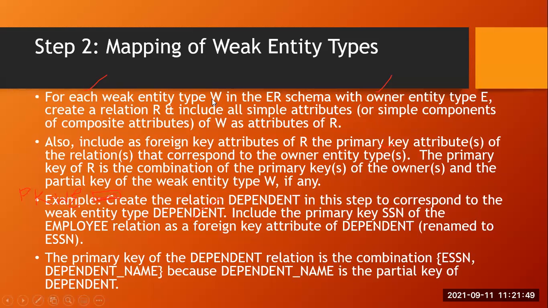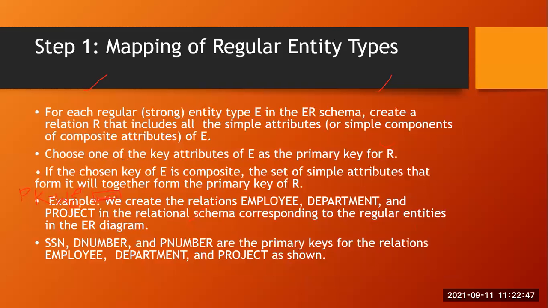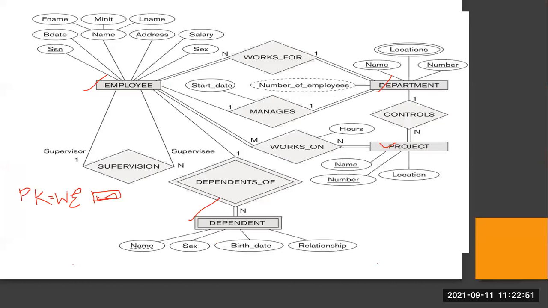See, for each weak entity W in the ER schema with the owner entity type E, create a relation R, and include all the simple attributes of W as attributes of R. So these two things are there. Then include as a foreign key attributes of R the primary key attributes of the owner, the social security number, and dependent name. So let us go back. First, dependent name. Here, how are you going to identify the primary key from the weak entity, how are you going to make that?